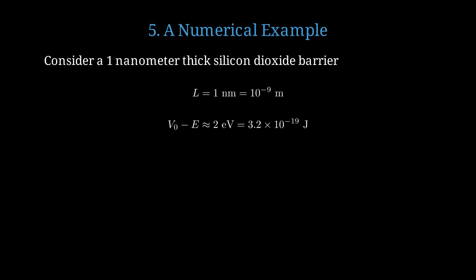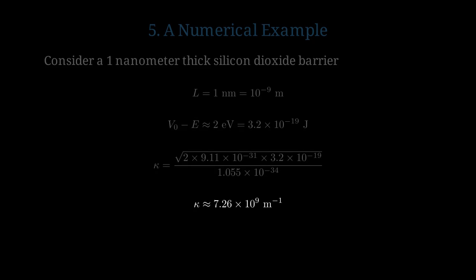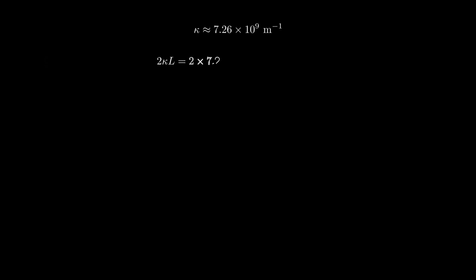Plugging into our formula for kappa, we get the square root of 2 times 9.11 times 10 to the negative 31, times 3.2 times 10 to the negative 19, all divided by 1.055 times 10 to the negative 34. This gives us kappa approximately equals 7.26 times 10 to the 9th per meter. So 2 kappa L equals about 14.5, a dimensionless number.